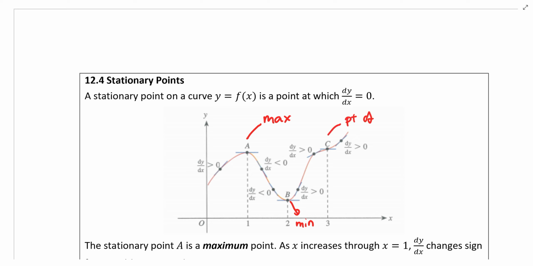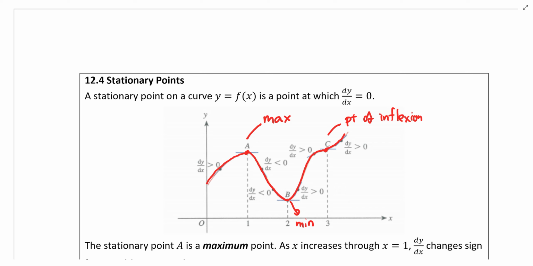Now, what does stationary point mean? It means the point where, if a particle travels from here, when it reaches A, it is stationary at this very moment, just for a second only, before it turns downwards. And when it reaches B, it is stationary for the very moment before it goes upwards. And when it reaches C, it reaches a stationary moment before it goes upwards again.